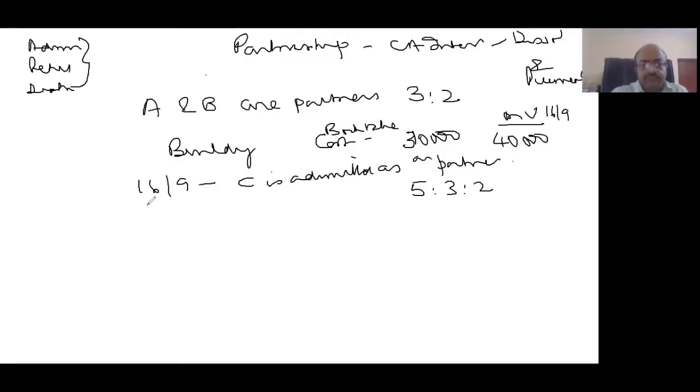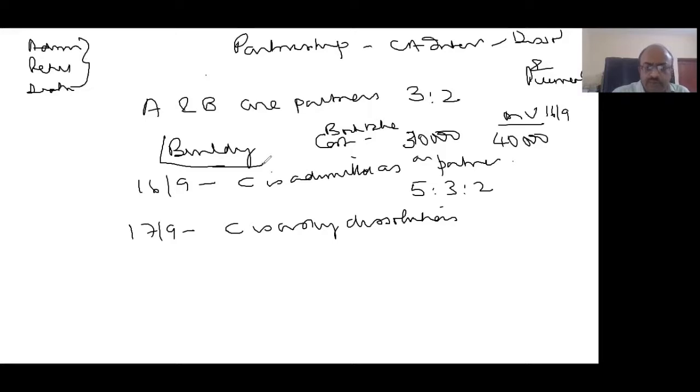Now, the next day on the 17th, C is asking for dissolution. So, this hypothetical case is to understand the concept. When C is asking for dissolution, naturally this building has to be sold and monies have to be brought in. When you sell that, how much are you going to get? 40,000.